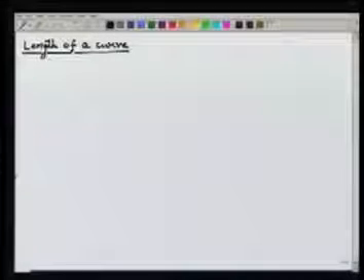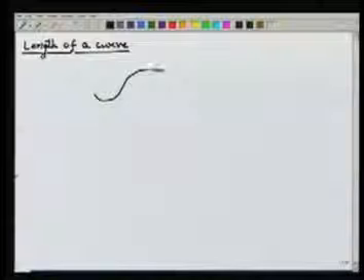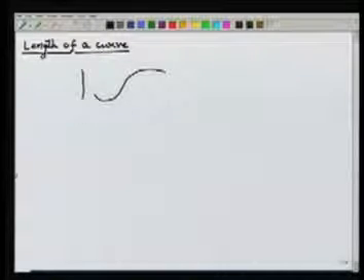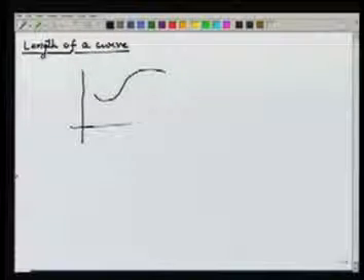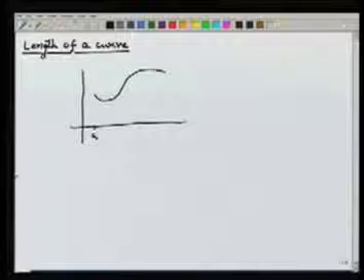To start with, again we are trying to follow our intuition, and here our main tool again is Riemann integration. So let us start with a curve. Let us say it looks like this. These are the axes. Suppose this point is A and the end point is B.